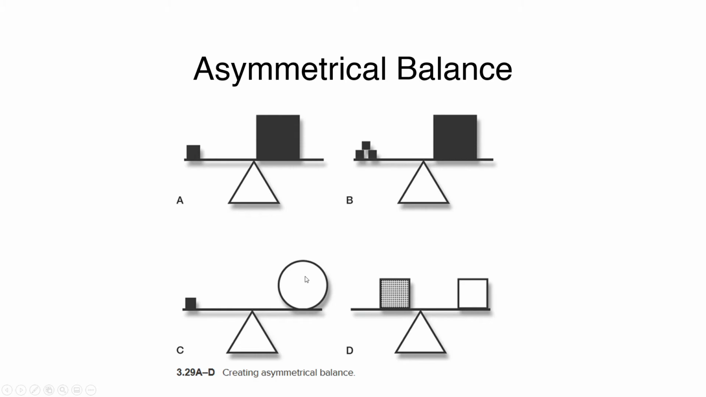The solidity and stability of the solid square gives it additional weight, as you can see in Exhibit C right here. In D, right over here, we can balance the textured shape near the fulcrum with a lighter open shape that we place farther away. So our mind makes this square heavier than this open shape right over here.